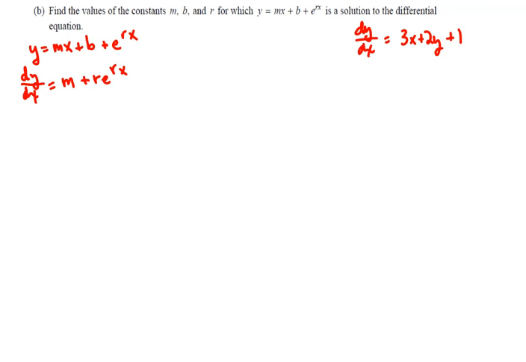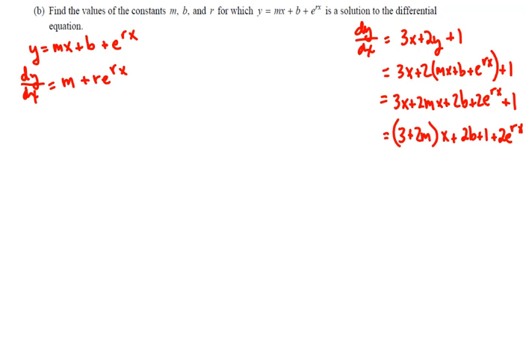Furthermore, with the derivative we had the 2y in there. Well, if y is equal to mx plus b plus e to the rx, then we can also rewrite the derivative as 3x plus 2 times the quantity mx plus b plus e to the rx plus 1. And I can distribute that out, and then simplify that and rewrite it so that I factor out the x, and I get 3 plus 2m times x plus 2b plus 1 plus 2e to the rx.